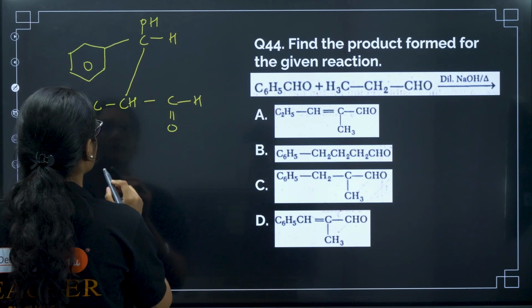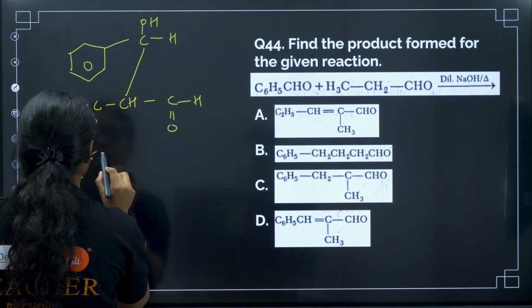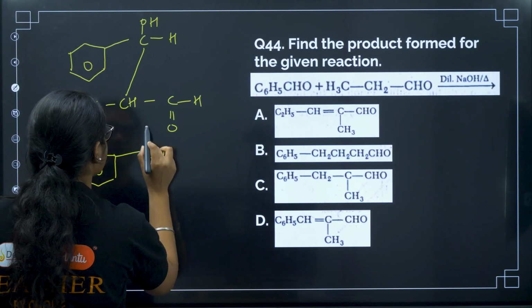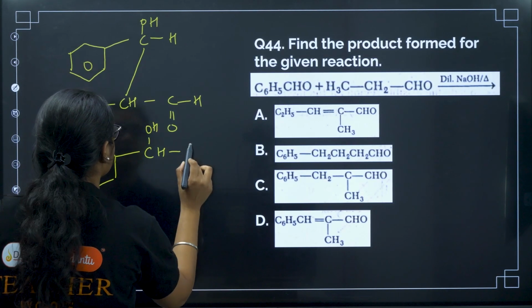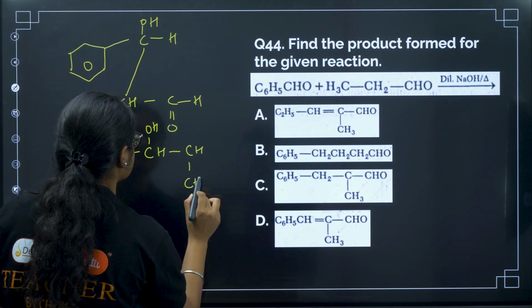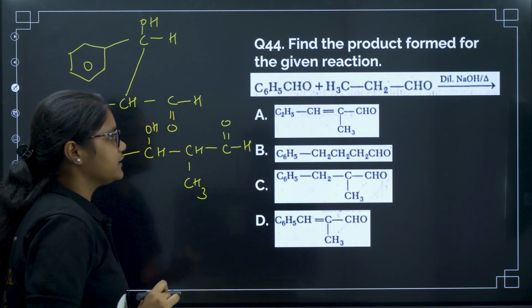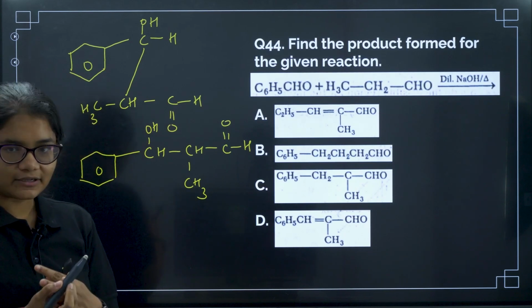Now if I write the product, we have the phenyl group having CHOH, then this one is connected to CH, then here we have CH3, and then here it is CHO. Now heat is also provided, so dehydration will take place.